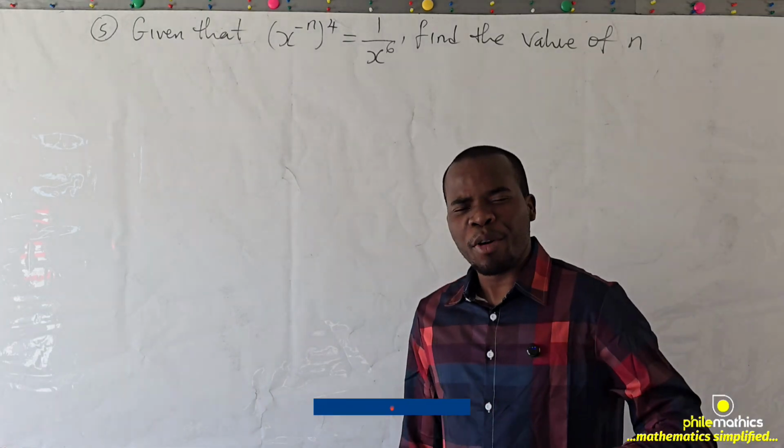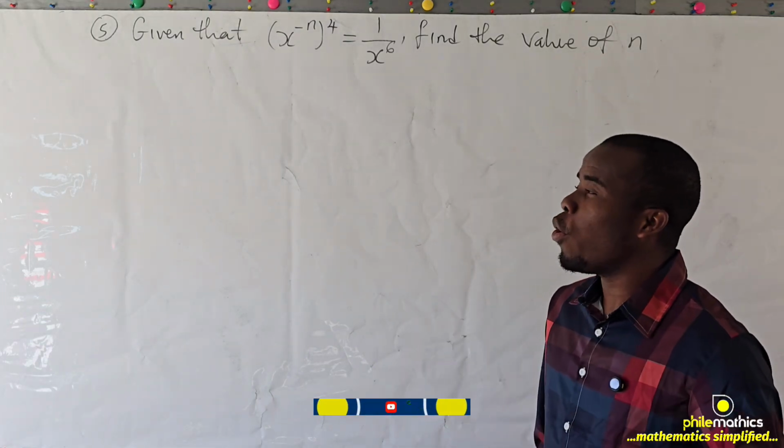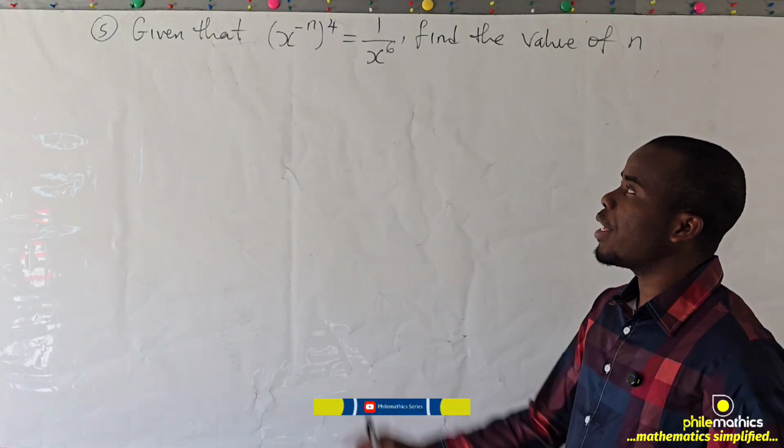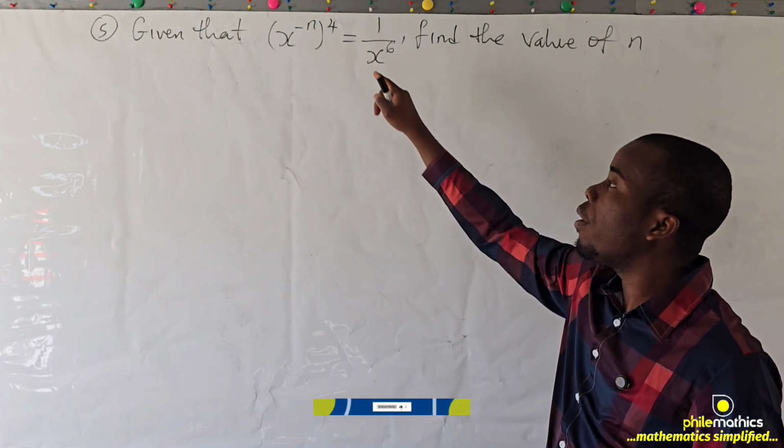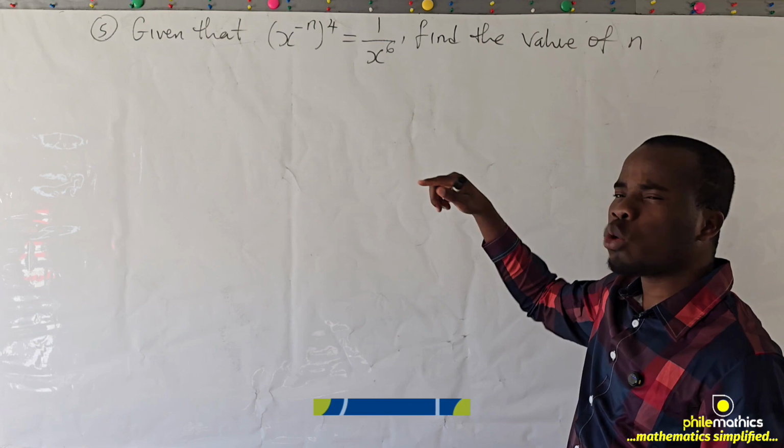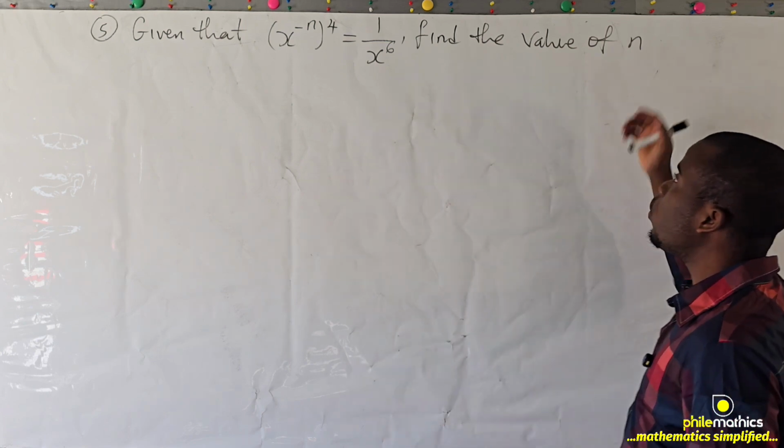The fifth problem of the 2025 WAEC OBJ questions says: given that (s to the power of minus n) to the power of 4 equals 1 over s to the power of 6, find the value of n.